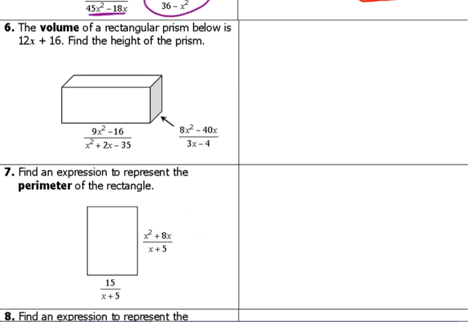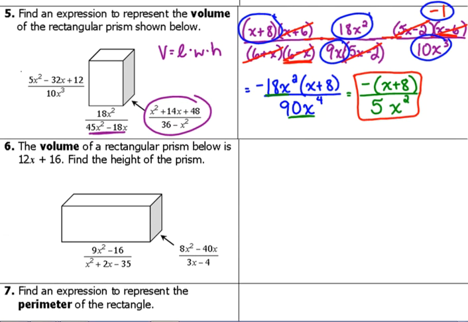All right, number 16 is similar. Or not 16, 6. I don't know why I added 10 to that. Number 6, the volume of a rectangular prism below is 12x plus 16. Find the height. So similar to the problem that we just did, but they don't give us all of the dimensions. We're missing the height. They want us to find the height. They tell us the final answer, though.